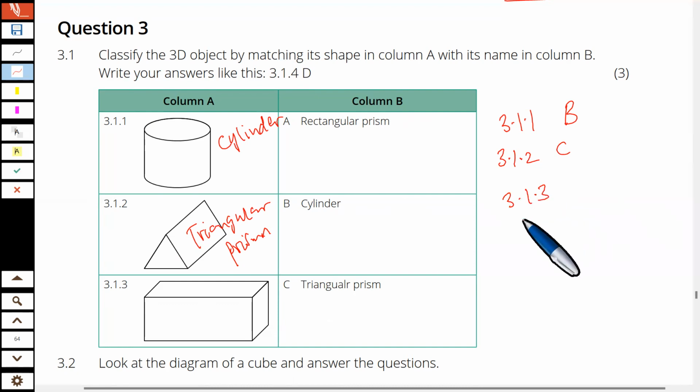3.1.3. What do we call 3.1.3? A rectangular prism. Yes, because that is what is obviously the only one left, and this is called a rectangular prism. So you're dealing with that one, which is A. Next question.